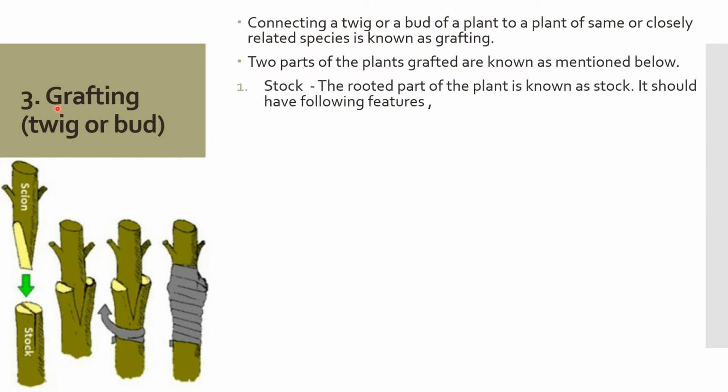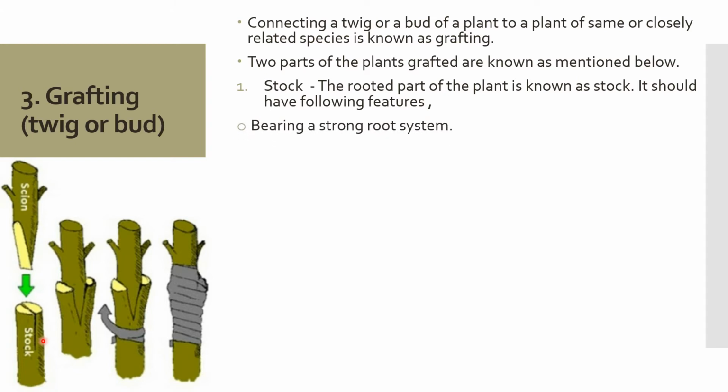So the first type is stalk. It is clearly explained in this diagram also. So stalk is the mother plant, or the plant that we are using with the root system. So the rooted part of the plant, or plant with the root system, is called the stalk, and this stalk plant part should contain these features. It should bear a strong root system.